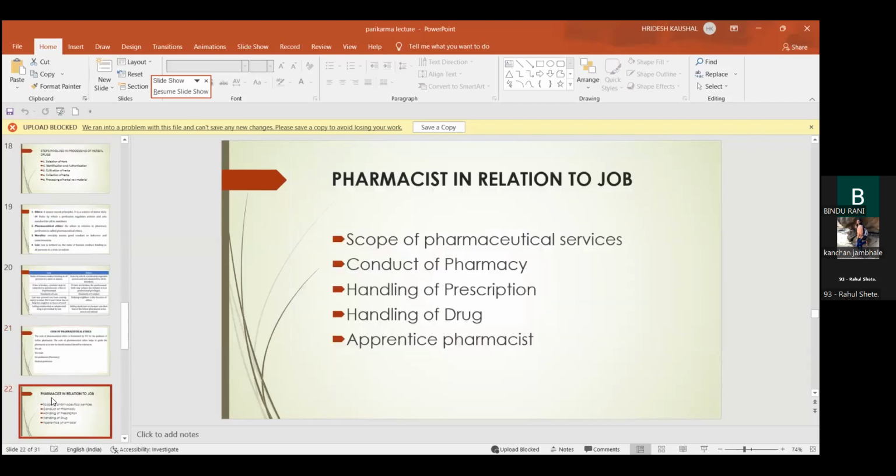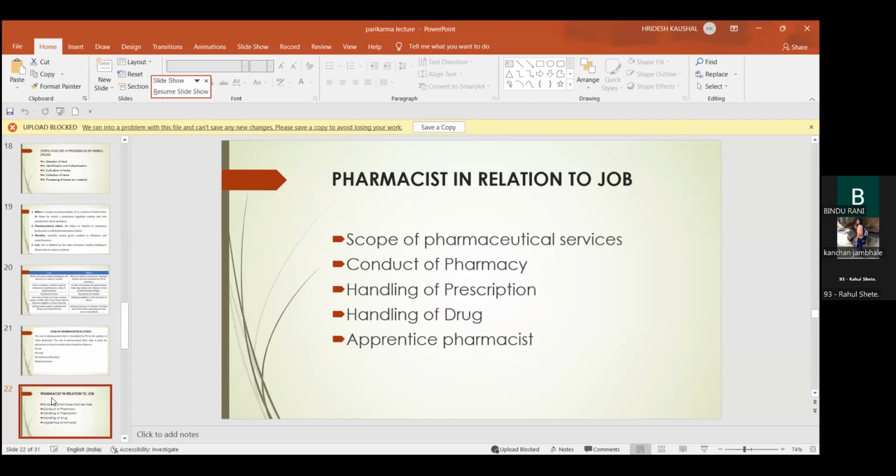Now, as a pharmacist in relation to the job, we have to follow the scope of pharmaceutical services. We have to conduct all practices properly as mentioned in the pharmaceutical code. While handling prescriptions and handling drugs, we also have to follow the rules and regulations. Then while giving training to someone, at that time also we have to follow the standard rules and regulations mentioned in the code of ethics.